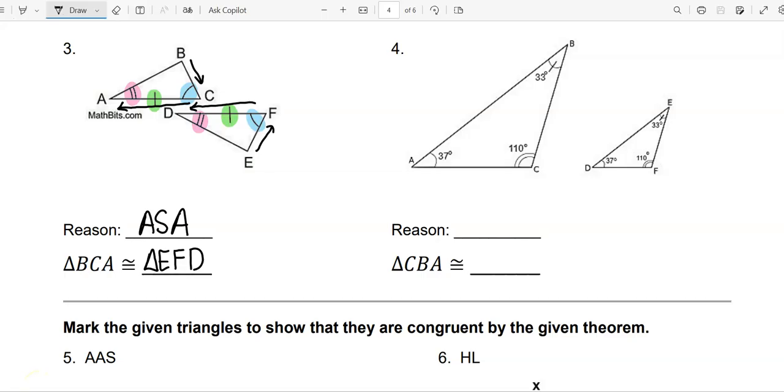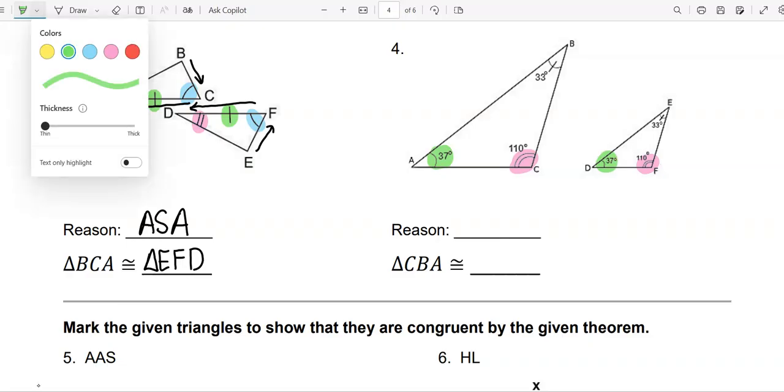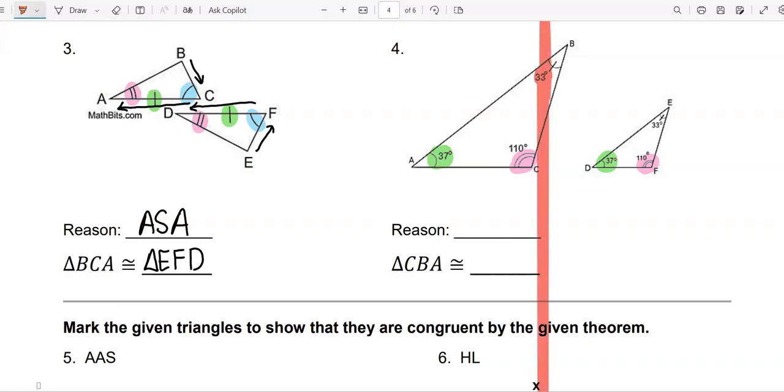What did you start with in number 4? Angle C? Okay. Angle C is congruent to what? Angle F, because they're the same size. Okay. So we got an angle there. What else do we have? A and D, okay. And then what? B and E, those are the same size. Okay, so what theorem would we call this? Angle, angle, angle.